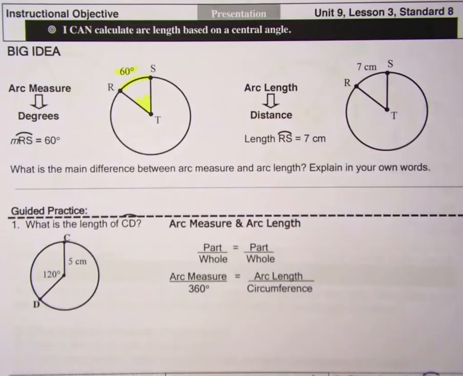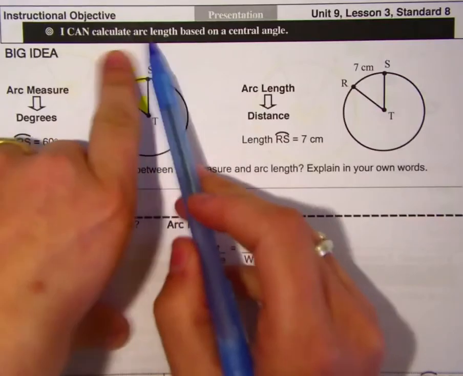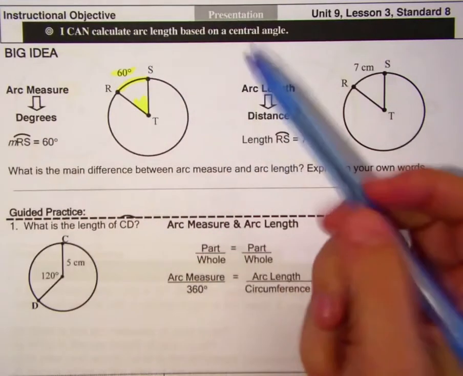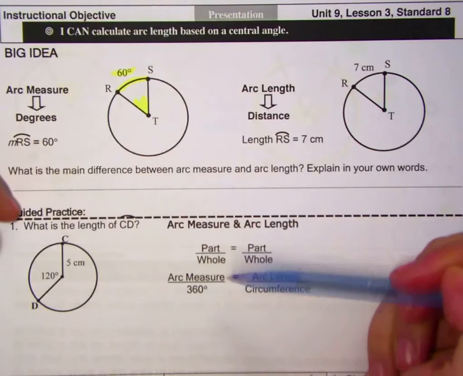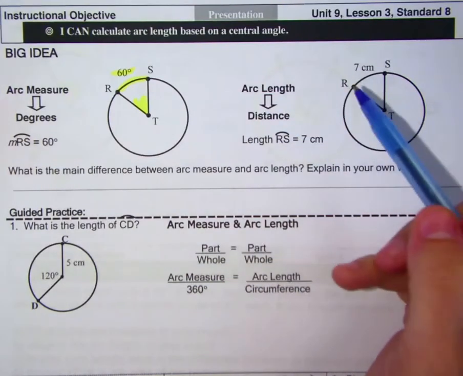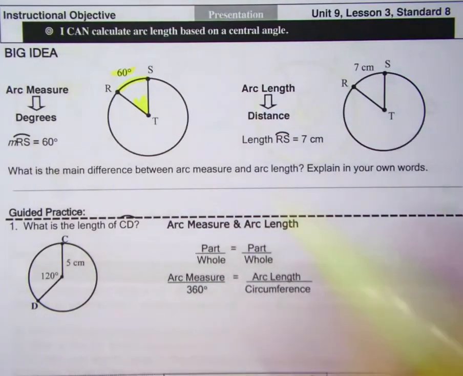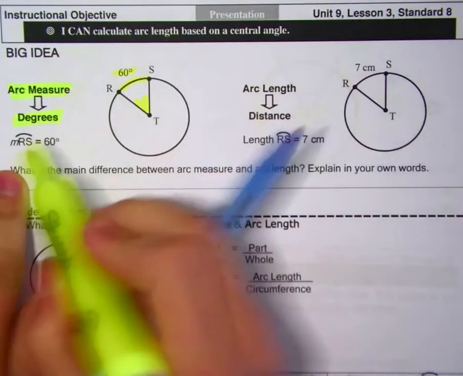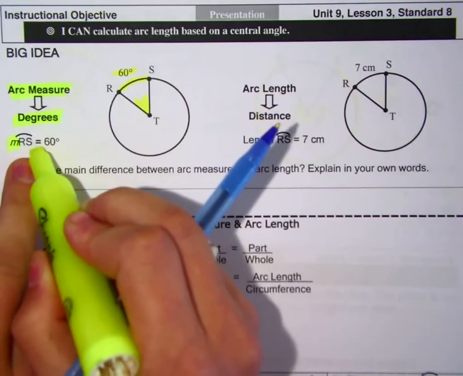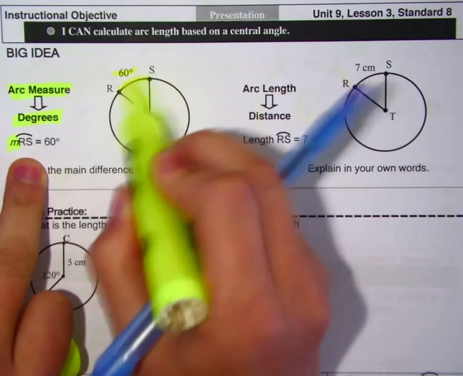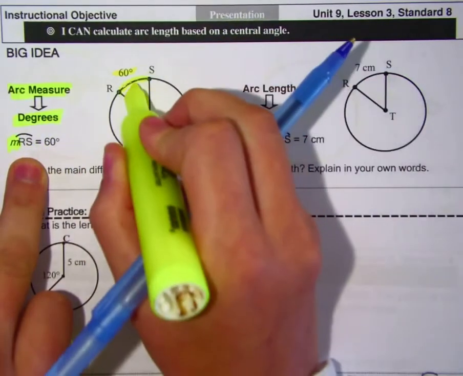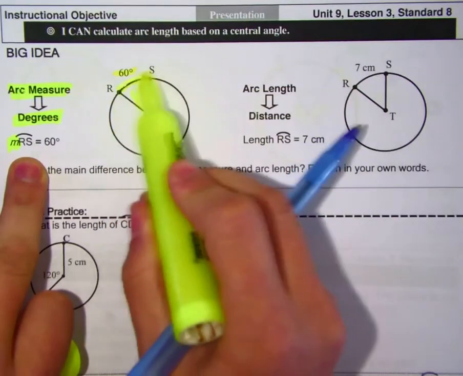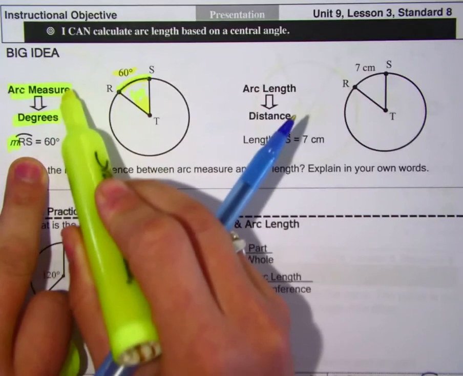All right, so this is lesson 9.3, which is calculating arc length based on a central angle. Okay, so really quickly before we go into actually doing the math, let's talk about the vocabulary. So we have an arc measure, which is the degree measurement. An example of that is the measure of RS is 60 degrees, which means that its central angle is also 60 degrees. Remember that a central angle and its intercepted arc are the same measure.